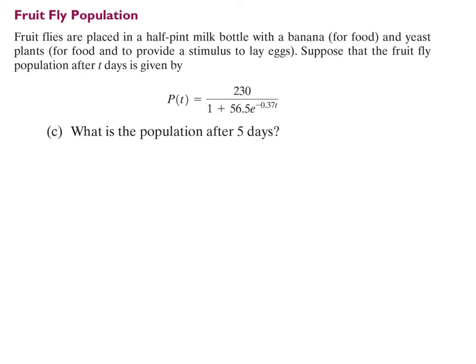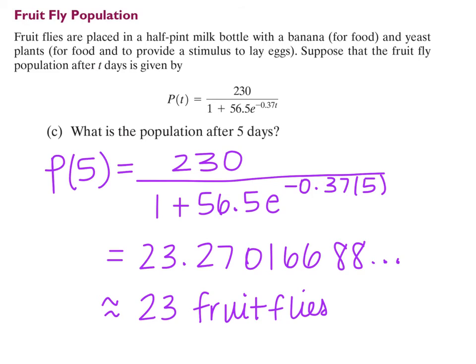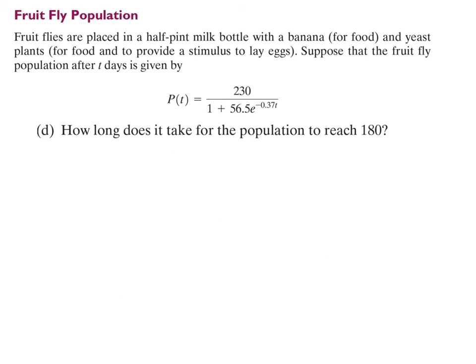And now I want to know what the population is after 5 days. So just like when I wanted to know when it started at t equals 0, I'm just going to plug in 5 for t and see what I get. And so when I plug in 5, I don't get a nice even answer. I get 23 point something. So I'm going to round down because I really don't want to count a quarter of a fruit fly. So that's about 23 fruit flies after 5 days.